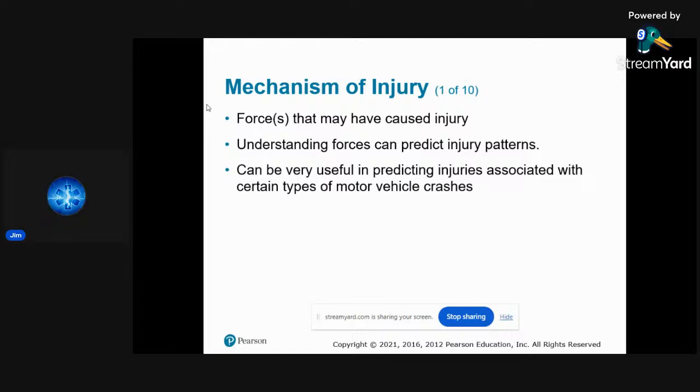Mechanism of injury. The definition is forces that may cause injury. If you understand these forces, you may be able to predict injury patterns. We may not be able to see an external injury, but by the mechanism, we can say, ooh, he may have some internal injuries. And it can be very useful in predicting injuries associated with certain types of motor vehicle crashes.